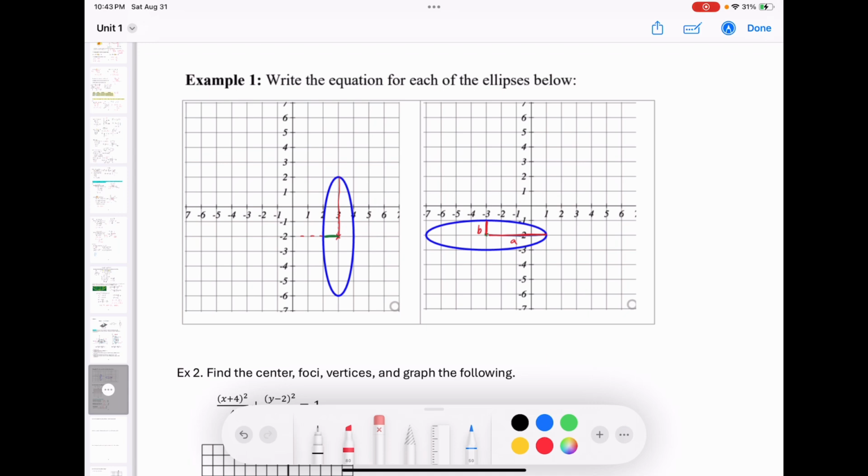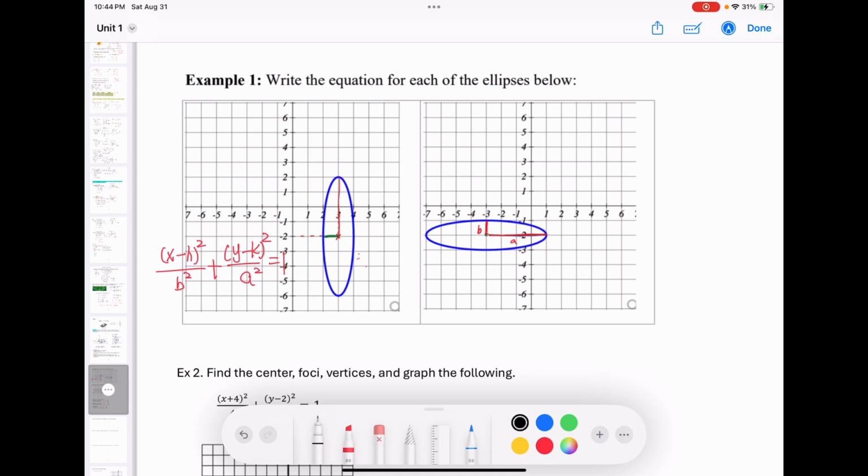So example 1, write the equation for each of the ellipses below. Okay, from the first one, the major axis is parallel to the y-axis. So I'm using the formula: (x minus h) squared, and then I don't know what is the bottom, plus (y minus k) squared is equal to 1. Let's put the a squared and the b squared under these two parts. I should put the a squared under the y because the major axis is a vertical line, and then I can put the b squared under the x.